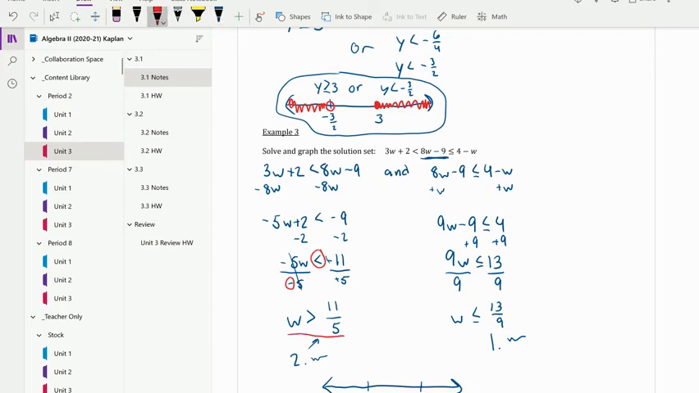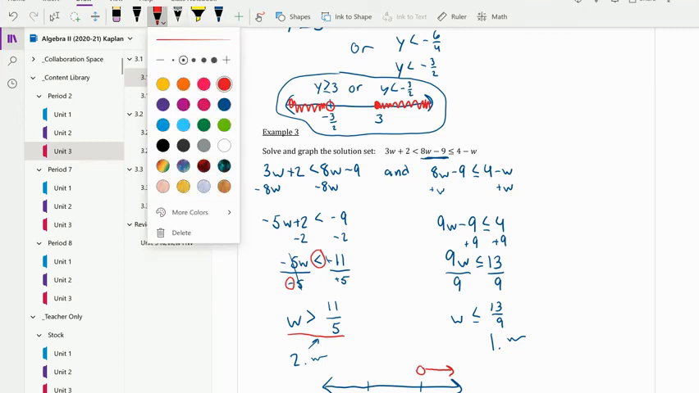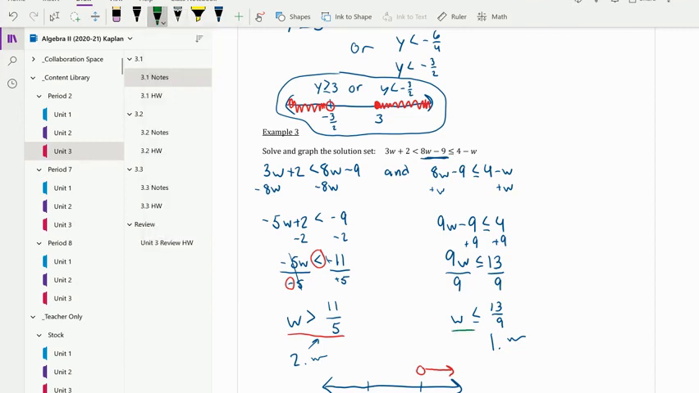So if I graph this one in red, well, if we're looking at things greater than 11/5, that's going to be an open point and to the right, and then less than or equal to 13/9, that's going to be a closed point and to the left. And now let's remind ourselves, this is an AND statement. Do I have any overlap, which is what I'm looking for with an AND statement? I sure don't. So hopefully we remember from last section that your final answer, if there's no overlap, is just going to be an unshaded line, and there is no solution.